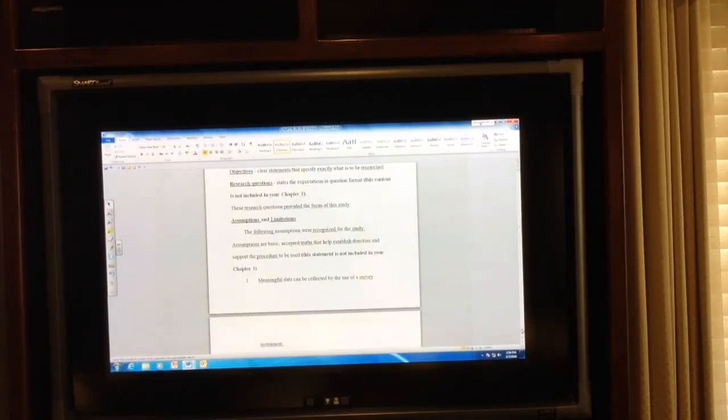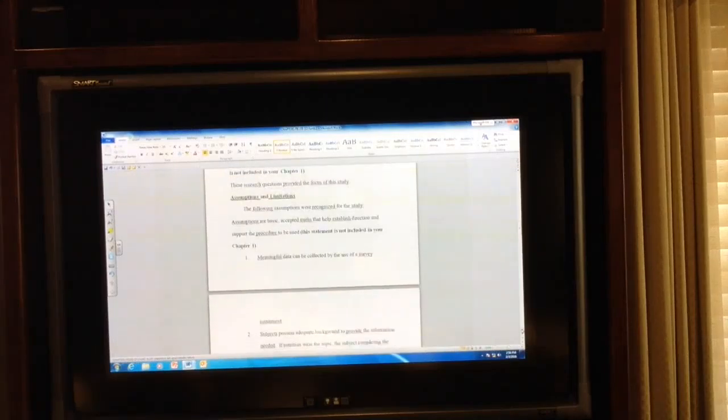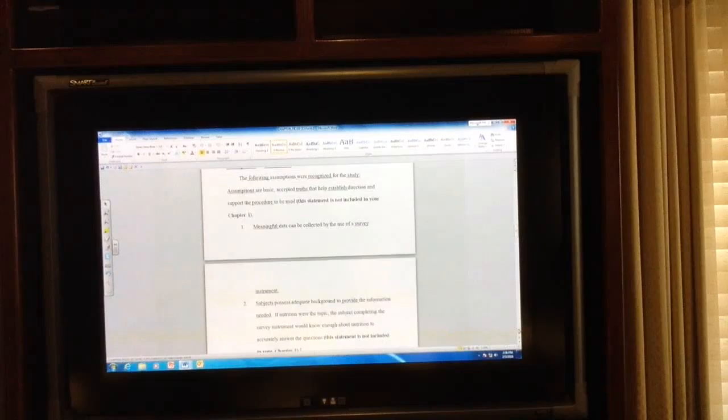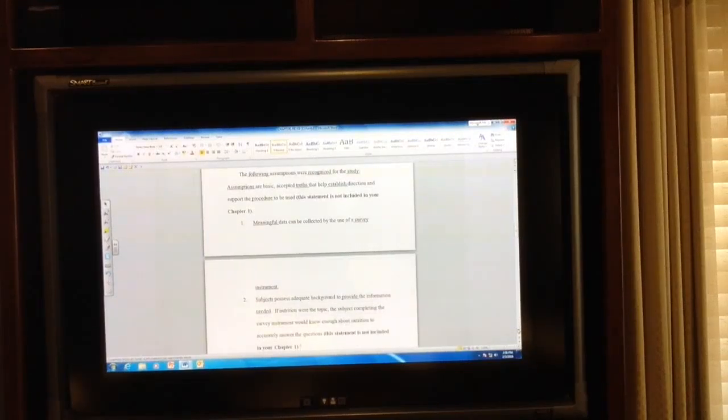One assumption that we make, since you will eventually have a survey instrument, is that meaningful data can be collected by the use of a survey. That particular statement will be in all of your research projects. You may then have any other assumptions that would be helpful for the reader to understand your research.